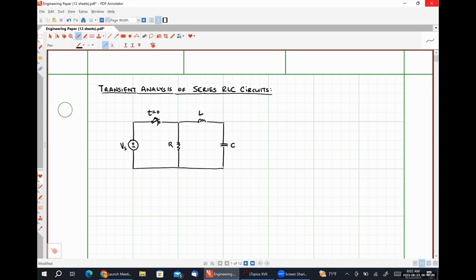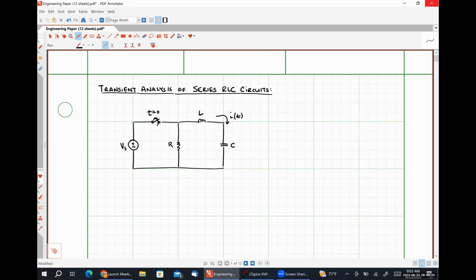Now I'm going to define some quantities for us. So the first thing that I'm going to define is a current I. And this current I will be flowing around this loop containing an R, L, and C, or a resistor, inductor, and capacitor once that switch opens up. So the current I is common to all of the elements, much like the voltage V was common to all of the elements in a parallel RLC circuit.